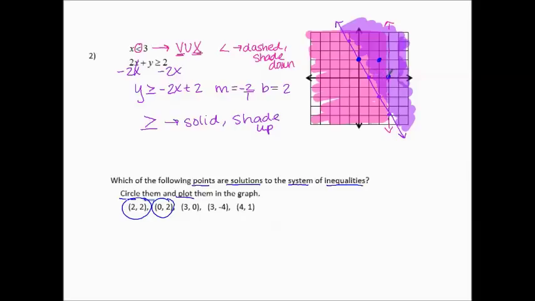(3, 0): 1, 2, 3. It lands on a dashed line, so that is not a solution. (3, -4): 1, 2, 3, down 1, 2, 3, 4, is on a solid line, but also on the dashed line. And the dashed line is going to make it not a solution because it will never be true. Lastly here, (4, 1): 1, 2, 3, 4, and up 1. That one is only in the purple, or in my second equation's region, so that one is not a solution.